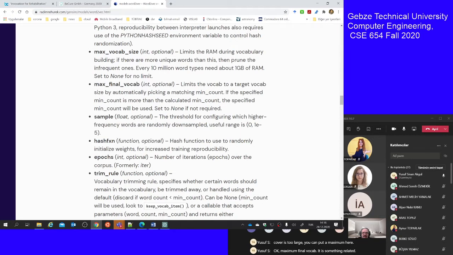The sample threshold is for configuring higher-frequency words, which are randomly downsampled. If you have words like and, or, one, two, I, me, etc., these are high-frequency words. You don't want to use all the positions of these high-frequency words. That's going to affect your optimization. So I can sample them. And it's optional.